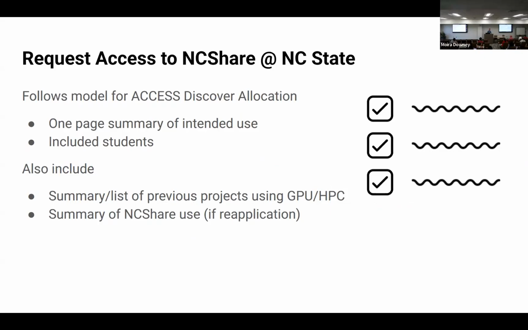This form is intended for faculty, research staff, and postdocs. Essentially, if you have students that need to access NC Share, their faculty advisor will apply and include the students that they also want to have access to NC Share. This will just include a quick list of some previous projects using GPUs or HPC just to verify that you know what you're doing. And then if you're applying for access to the high priority queue, a quick summary of your use.